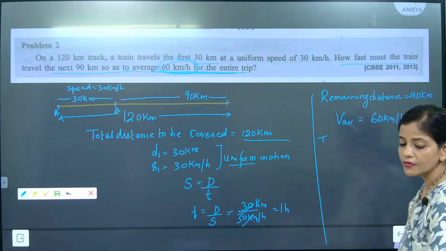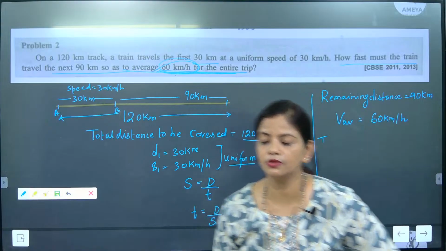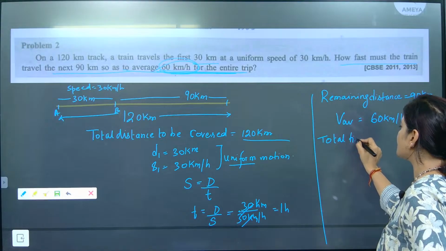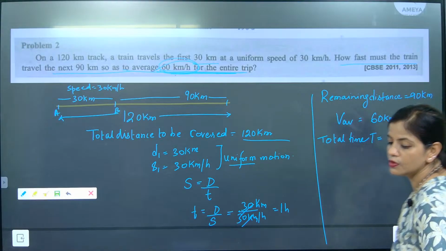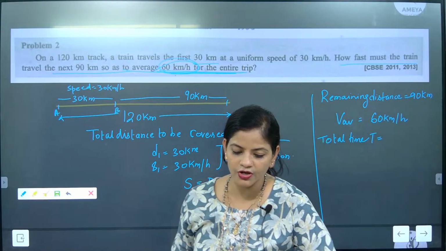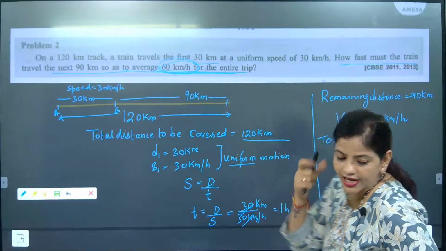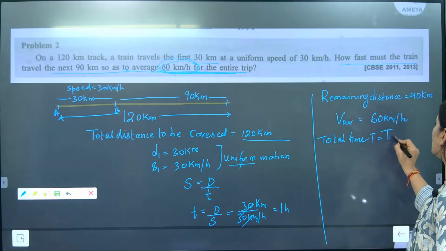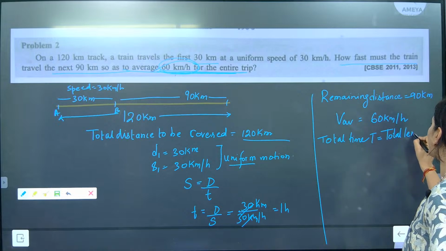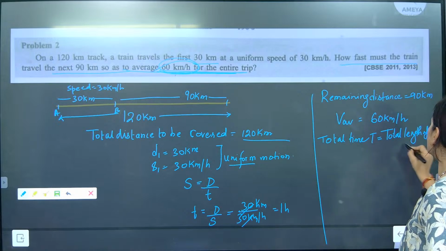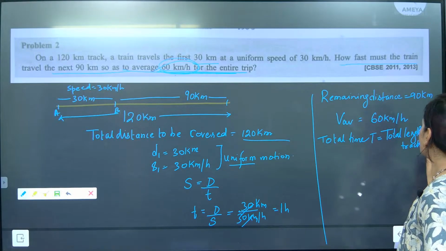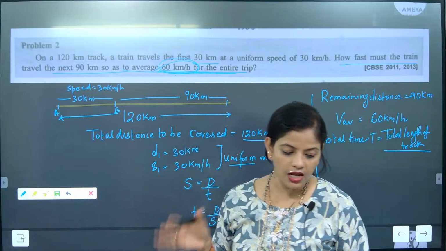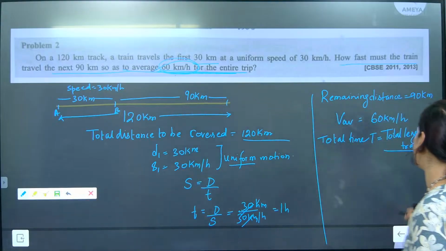Total time t is equal to total length of track by average speed.